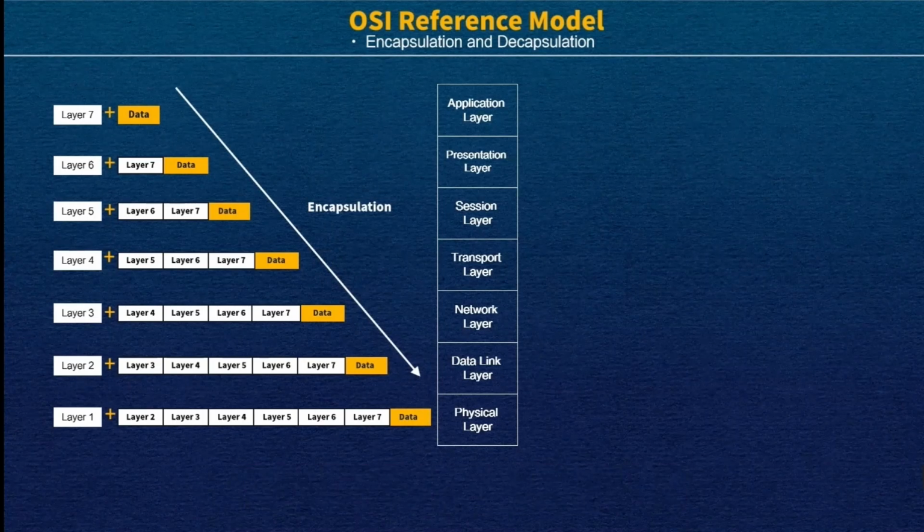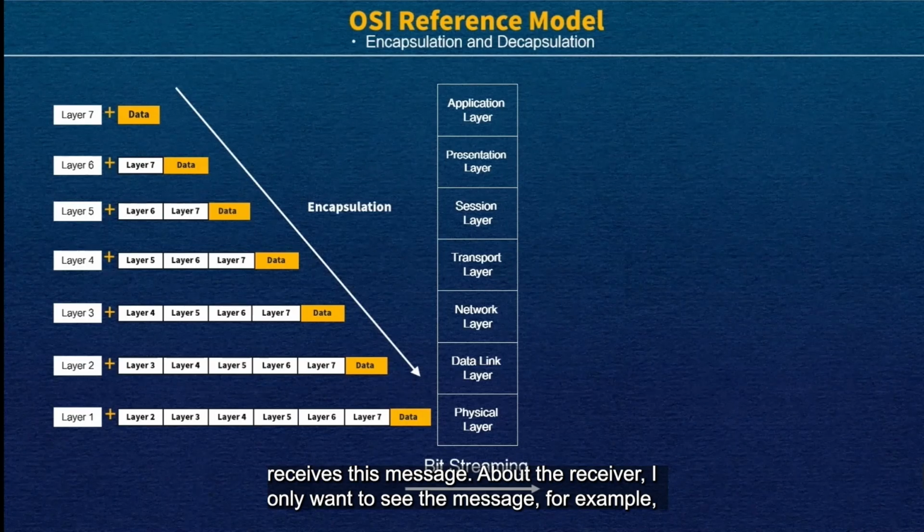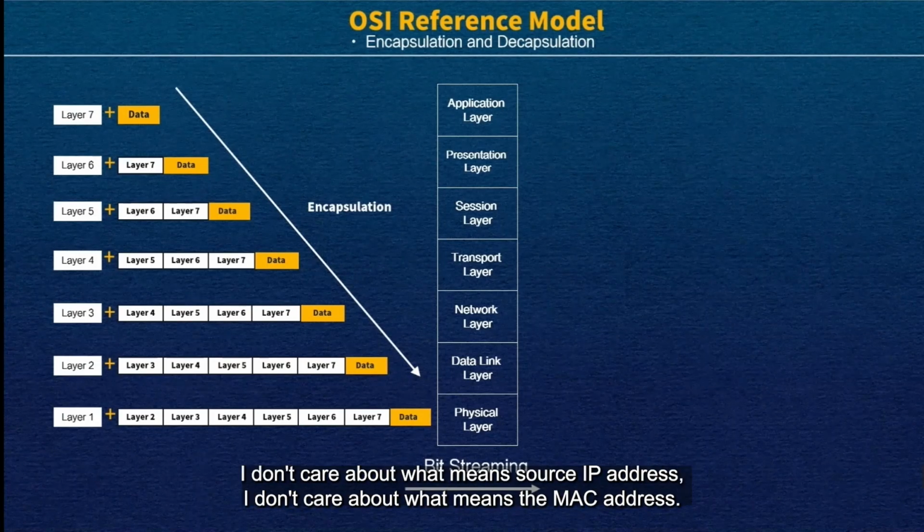And about the receiver, we use bits to transfer the packets out. And then the receiver receives this message. About the receiver, I only want to see the message. For example, I only want to know the message is welcome to see the Ruijie training video. I don't care what the source IP address means. I don't care what the MAC address means.